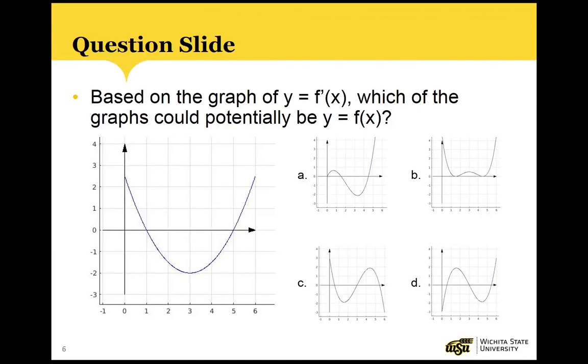The graph on the left is the derivative of a function f. So we have the graph of y equals f prime, and I would like for you to determine which of the graphs on the right could potentially be y equals f of x.